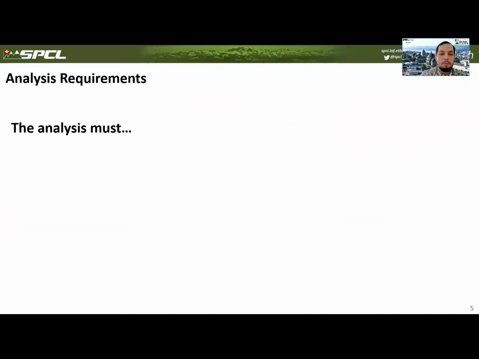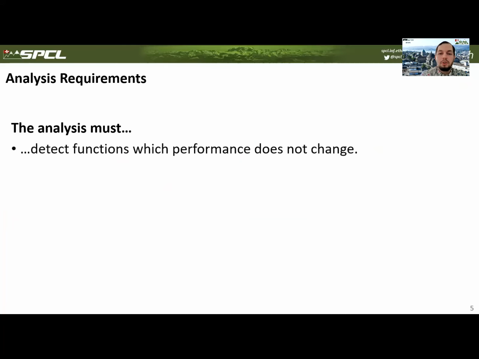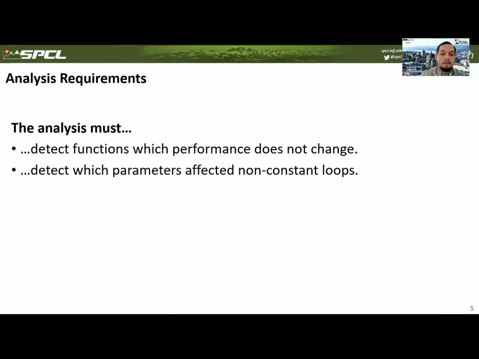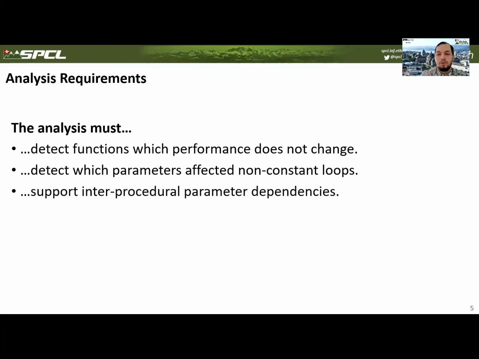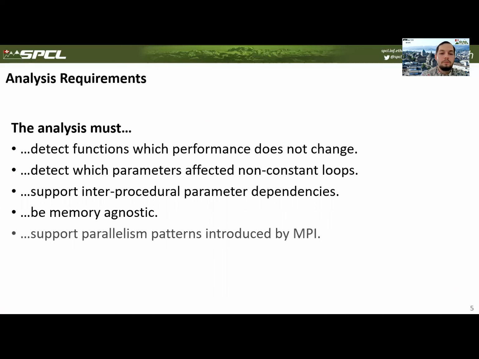To summarize the requirements, our analysis must be able to detect which functions are constant time, so we don't remove them from consideration. It must provide us with information on which parameters affect a given function. It must be interprocedural. It must support arbitrary memory movements, which is extremely common in C or C++ applications. And finally, we must add to the analysis support for parallel programming models expressed in libraries such as MPI.